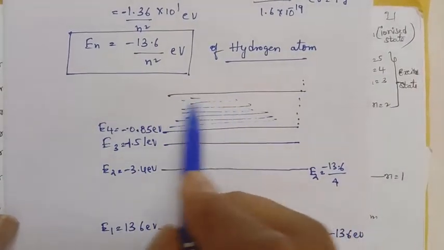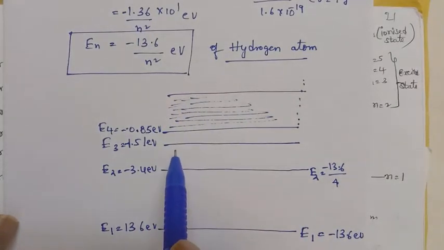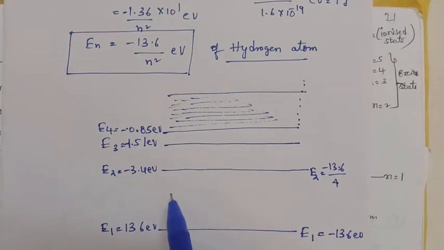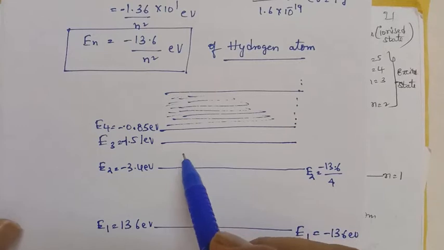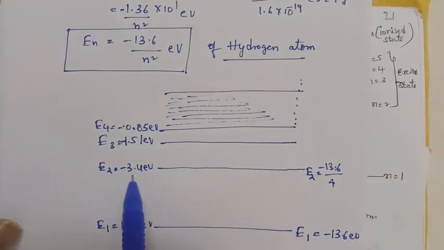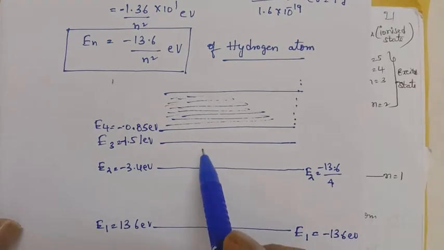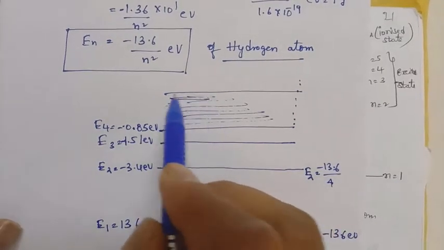Why? Because you can observe the energy difference between levels becomes very small further up. From here to here, the energy difference will be around 10.2 electrovolts. From here to here, it is around 1.9, sorry, around 2.9 electrovolts. So automatically the gap between these energy levels gradually decreases. So finally they come close to each other.